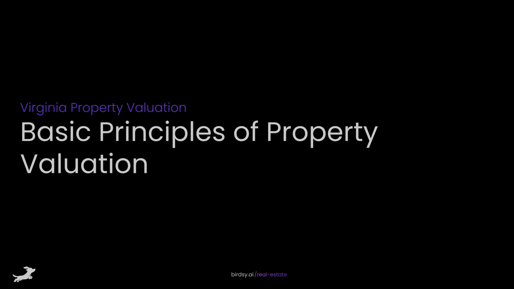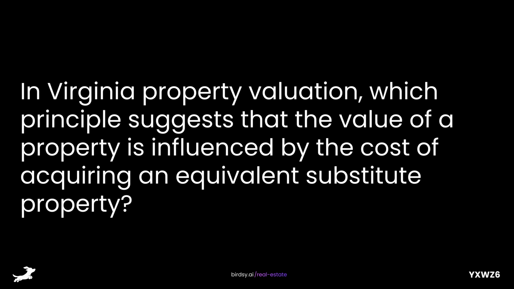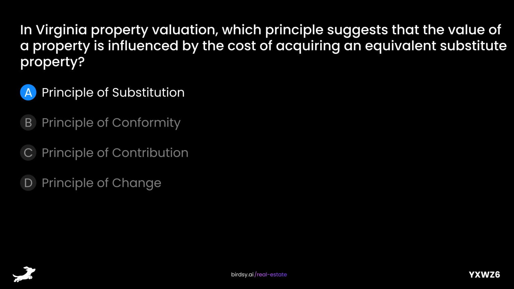Now let's review Virginia property valuation. We'll start with basic principles of property valuation. In Virginia property valuation, which principle suggests that the value of a property is influenced by the cost of acquiring an equivalent substitute property? Is it A, principle of substitution, B, principle of conformity, C, principle of contribution, or D, principle of change? The answer is A, principle of substitution.